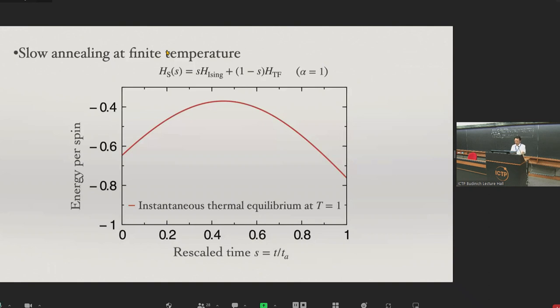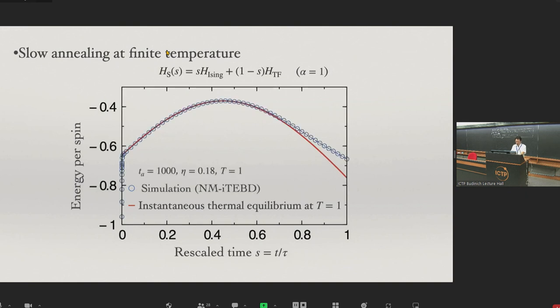Here I show the instantaneous thermal equilibrium at t equal 1. So this is the equilibrium as a function of rescaled time. The vertical axis shows the energy. So this is the equilibrium energy. And these symbols show the result of simulation using our method for annealing time 1,000 and strong coupling situation.